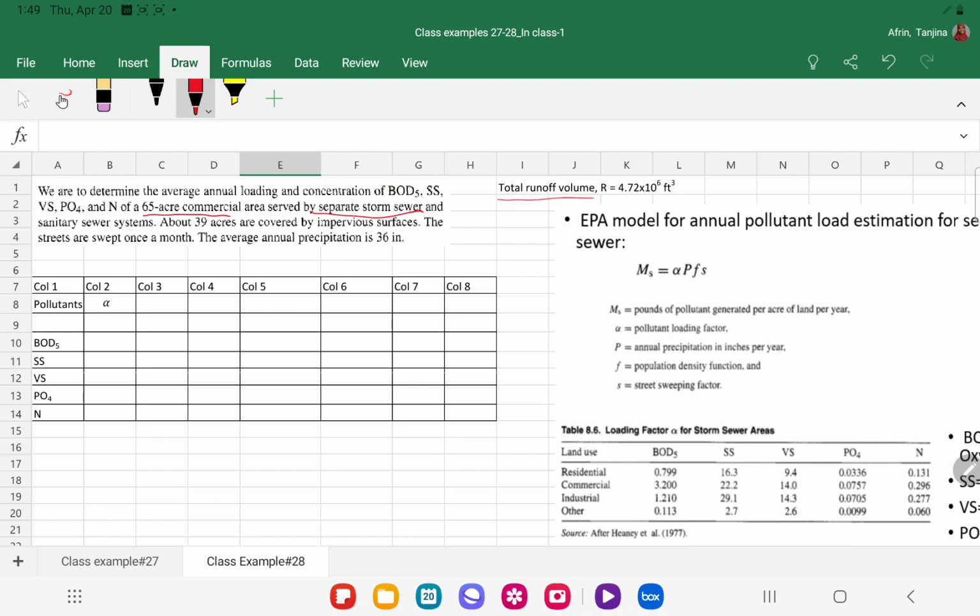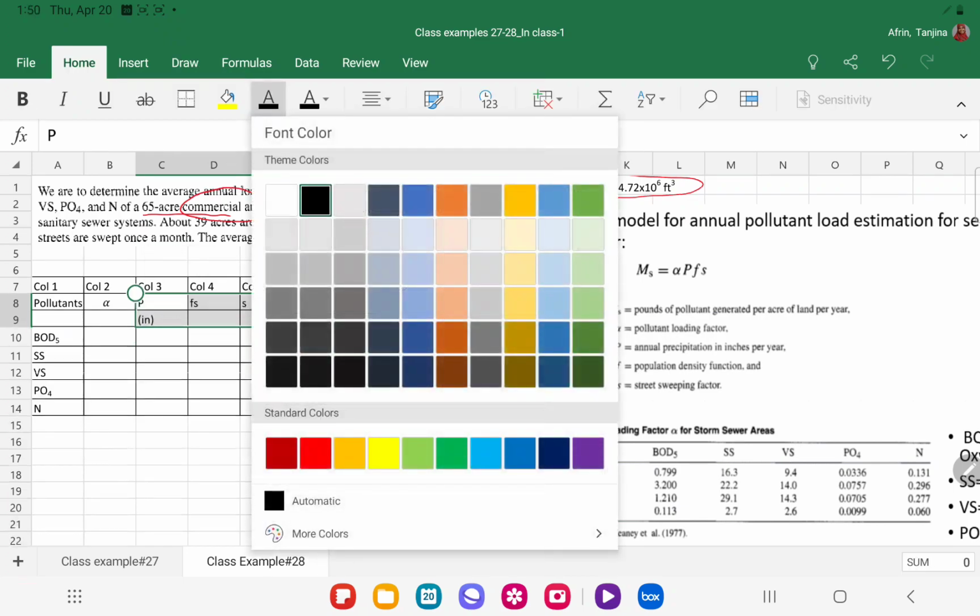There is one more thing, which is the total runoff volume is 4.72 times 10 to the power 6 feet cube. Now there are a few things we need to consider. The very first thing is this one is the separate storm sewer, it is not the combined one, so that will be our equation. Another thing is we are working with the commercial area here. Since we are looking for Ms, alpha, P, F, S, our very first thing should be to set up the table and do all the units here.